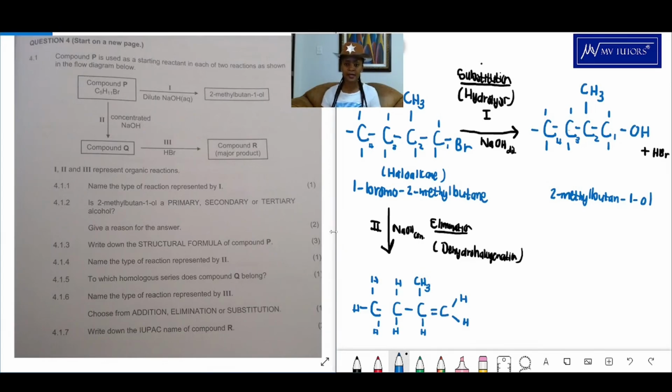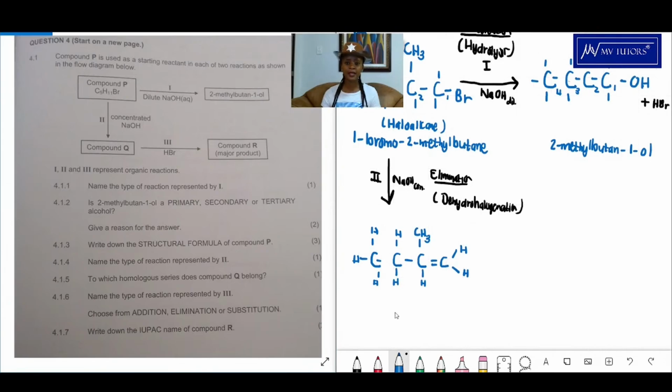And what are we left with here? What do we call this compound? We don't have a halogen anymore, and we've removed one of the hydrogens, so we have a butene. So it will be 2-methylbut-1-ene. Okay, so that's what we have. And then after doing that, because now we have an alkene over here, we're going to add HBr, so hydrogen bromide.